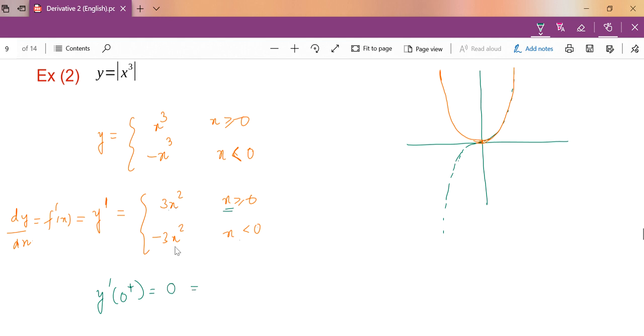If you approach from the negative side, again 0. Are they equal? Yes. Limit exists? Yes. Okay, so the limit exists. So the function is derivable at all x belongs to R. At all points, there is no point of non-derivability. Okay, this was a simple one.